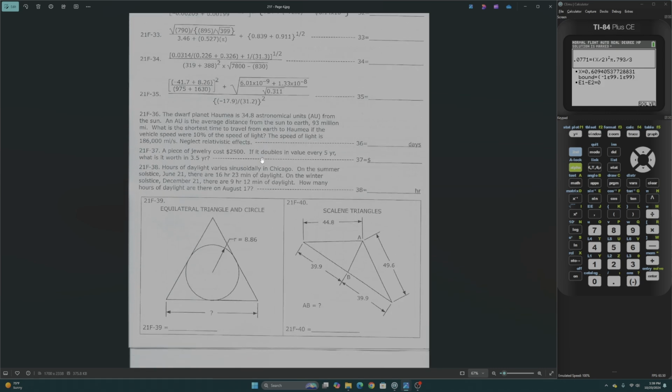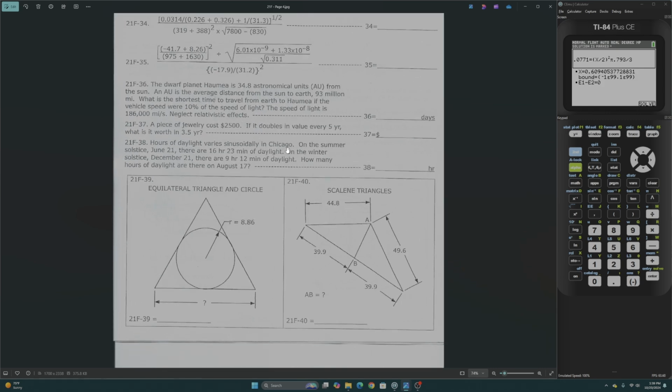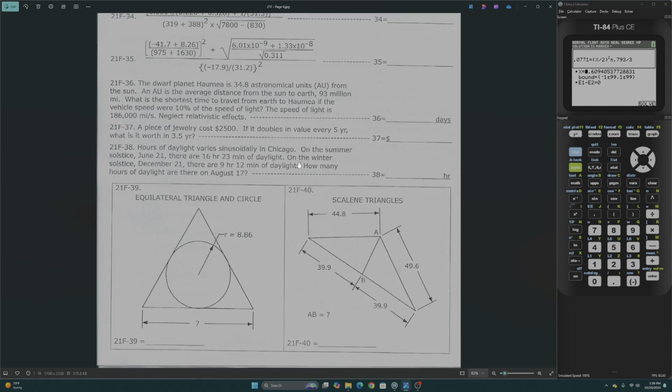All right, so the dwarf planet is that many units from the sun, and an AU is the average distance from the sun to Earth, that many miles. What's the shortest time to travel from Earth to Haumea if the vehicle speed is 10% of the speed of light? It gives us the speed of light, so we're going to use that. It's a little bit off, of course, it's not exact, but we're just going to assume that that's right on the dime, because if we use the actual speed of light, that could cause a little bit of an error.